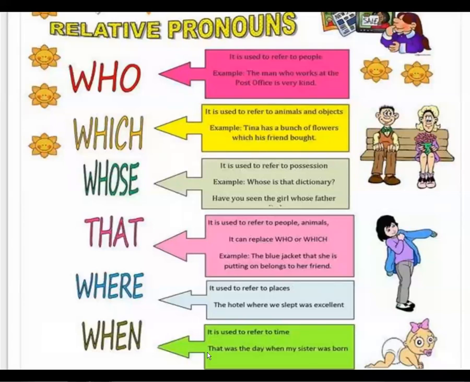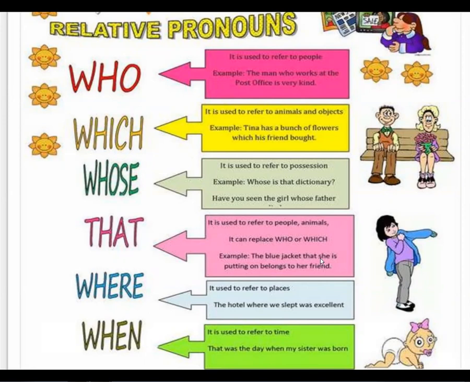Okay, the book that you gave to me was really boring. So, yes, Ume Farwa. See this example. Tina has a bunch of flowers which his friend bought. So see which here, who here. Have you seen the girl whose father is a doctor? Whose father is a doctor?